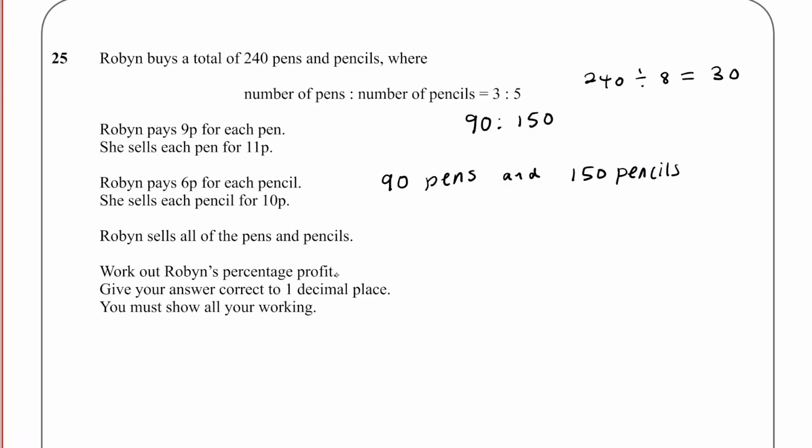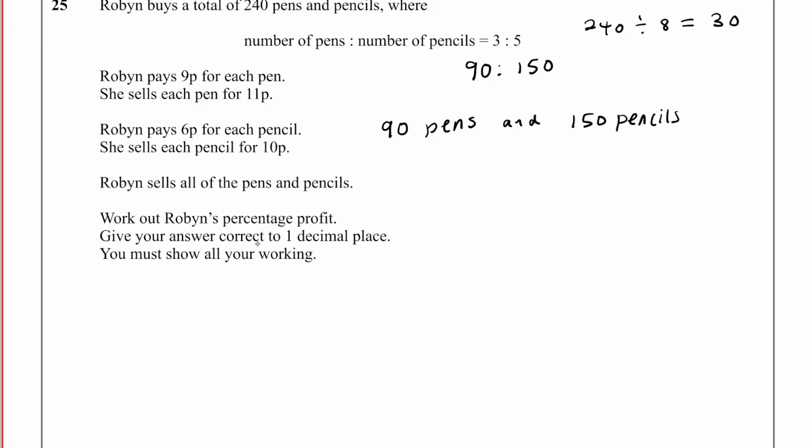Robin pays 9p for each pen. She sells it for 11p. Robin pays 6p for each pencil and sells it for 10p. Robin sells all the pens and pencils. Work out the percentage profit. So we need to work out how much they cost in the first place, and then how much she sold them for, and then we'll be able to work out the profit.